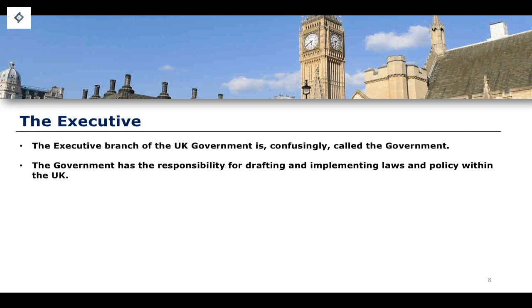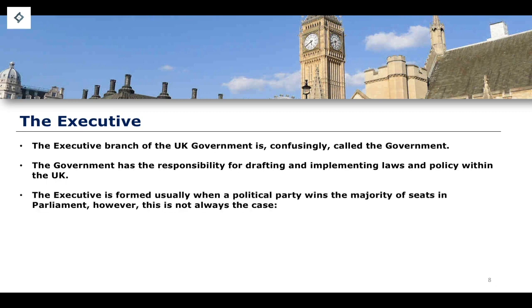The government has the responsibility for drafting and implementing laws, as well as drafting and implementing policy within the United Kingdom. Ultimately, the executive is usually formed when a political party wins a majority of the seats in Parliament. So when a general election is called and happens, there will be a party that often wins a majority, owing to our first-past-the-post electoral system. It's supposed to give us majorities, but not always. Ultimately, we get a majority in Parliament, and then the Crown, by convention, invites the leader of that political party to form a government in their name.